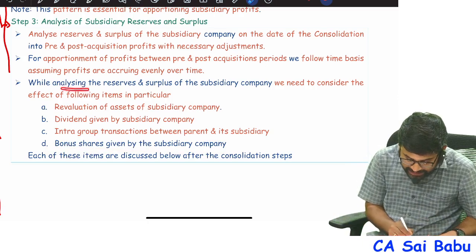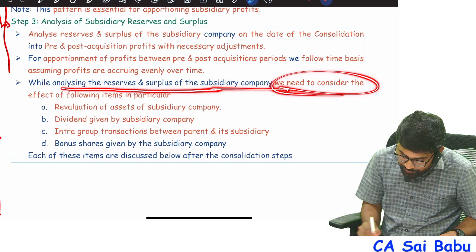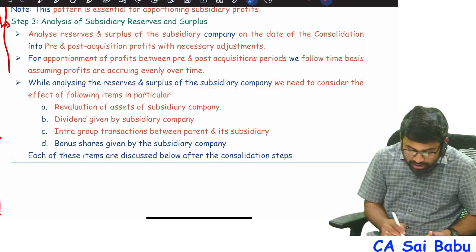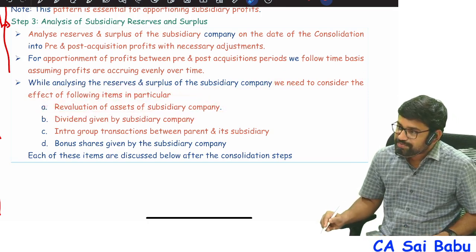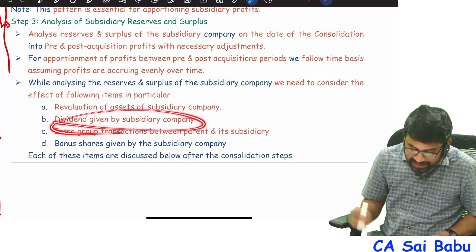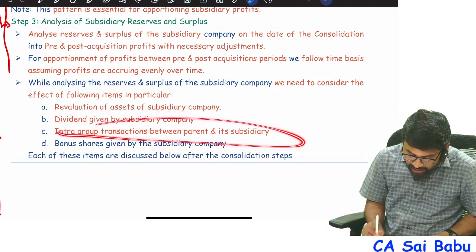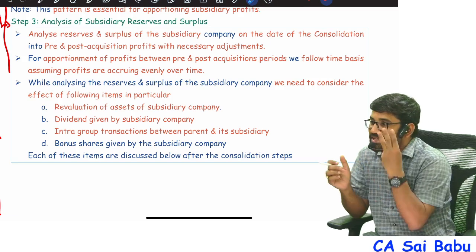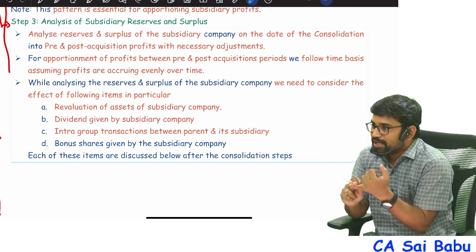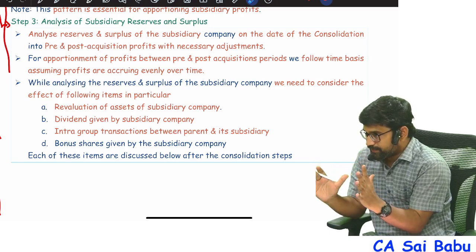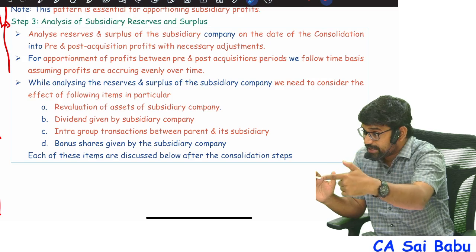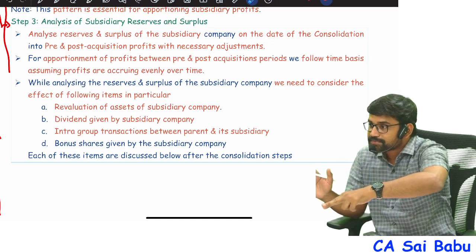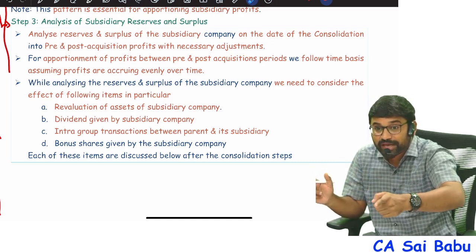While analyzing the reserves and surplus of the subsidiary company, we need to consider the effect of the following items in particular. What are those? Revaluation of assets of the subsidiary company, dividends given by the subsidiary company, and intra-group transactions between the parent and subsidiary. Tell me, what are the important adjustments? Three important adjustments. First, revaluation of assets of the subsidiary company. Second, dividend given by the subsidiary. Third, intra-group transactions between parent and subsidiary.